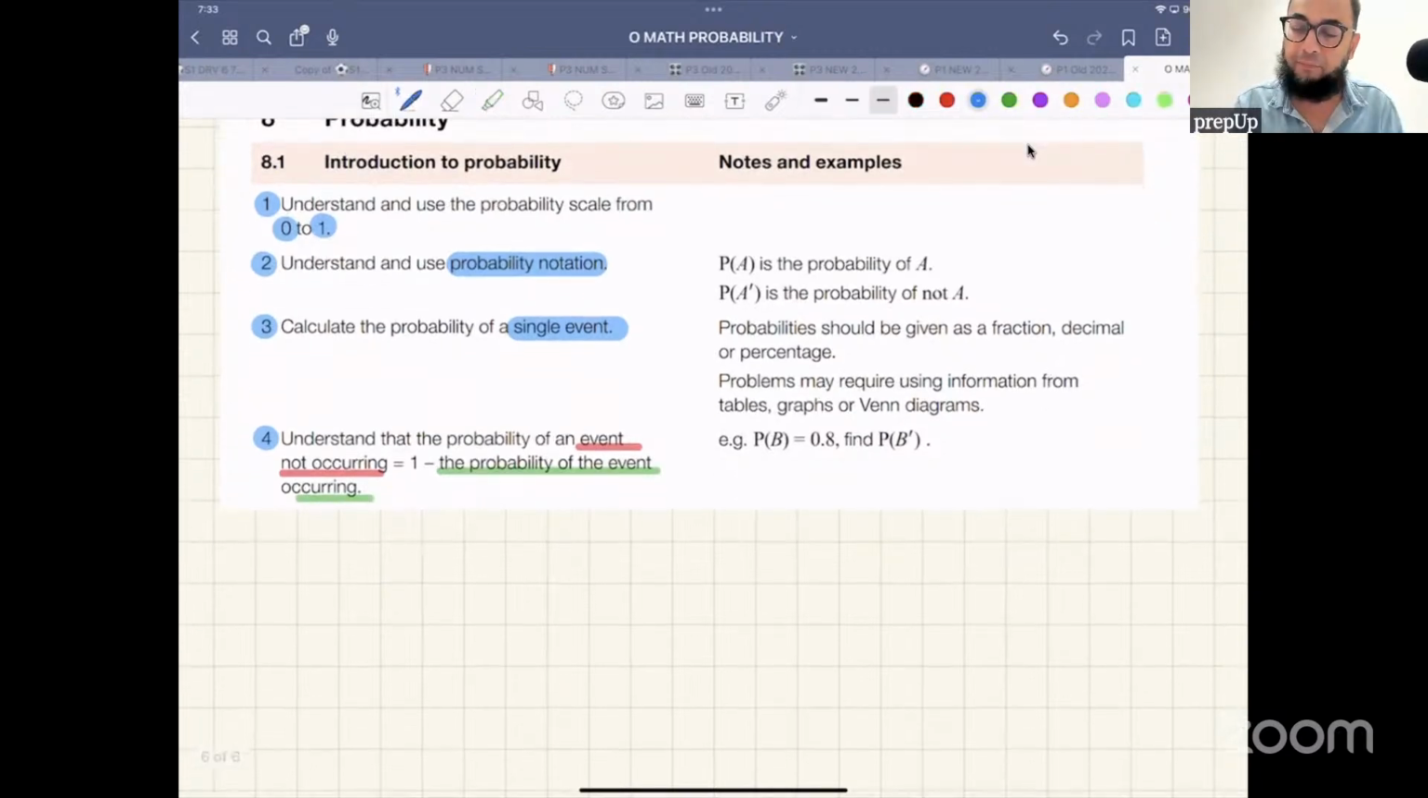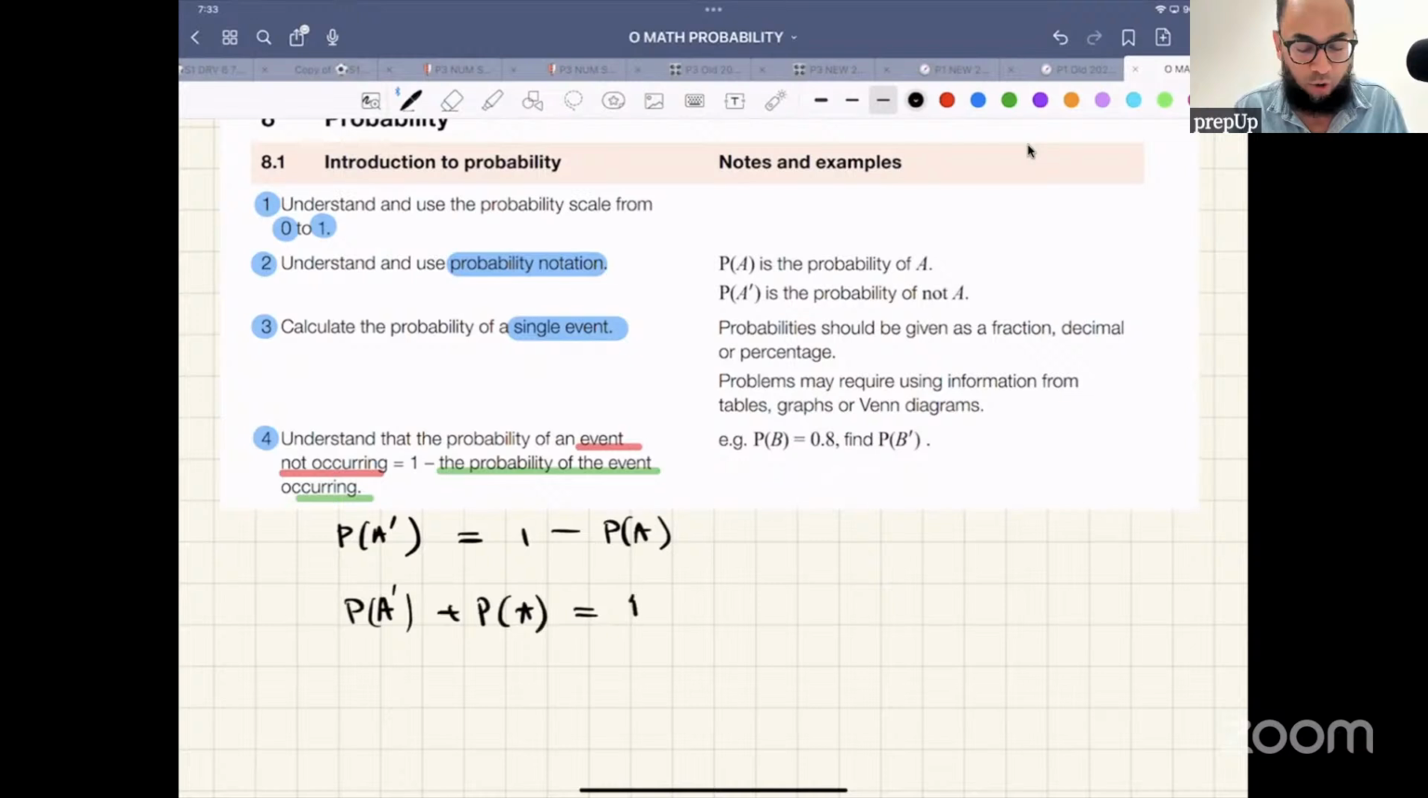That means I can write it like this. Probability of A complement is 1 minus probability of A. Good. Or probability of A complement plus probability of A should add up to 1. That's the same thing. Probability of something happening plus probability of something not happening should add up to 1. So that is what they're asking over here.